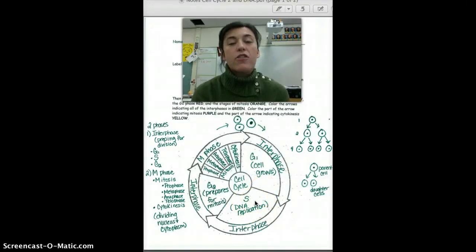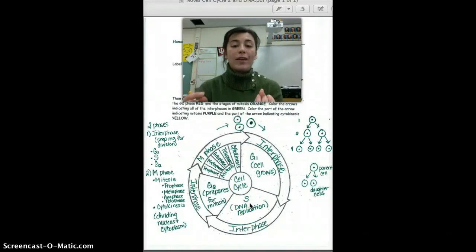S phase is the phase where you start replicating your DNA. In order for a cell to maintain equal amounts of DNA, it has to make a duplicate copy first, and then divide them into two cells. If you just divided your DNA immediately, you'd start with 46, and each daughter cell would have 23, and that's not going to work, because they have to be identical to the original cell. So in S phase, you have to duplicate your DNA. If you're a human cell, you start with 46, duplicate it, and that gives you 92.